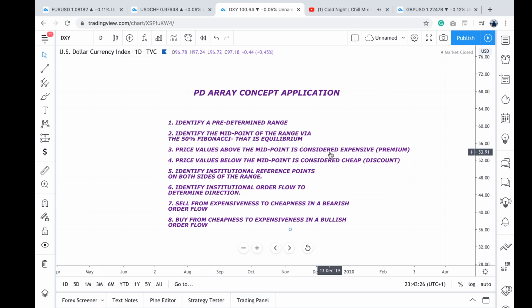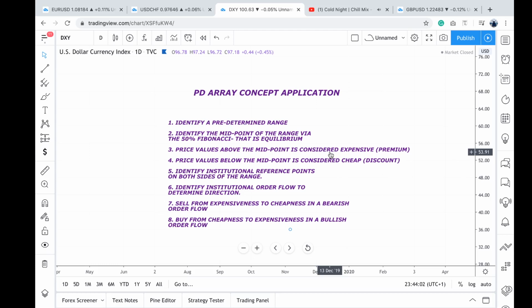So if the market is in a bearish tone, you're more likely to get sells from premium levels to trade into discount price points, more than you're likely to get buys from discount price levels to take profit around premium array or premium price levels. So in a bearish market tone, you're looking to sell from expensive. Yeah, basically. So that is number 7. You sell from expensiveness to cheapness in the bearish order flow.